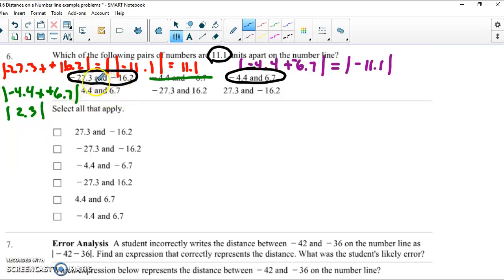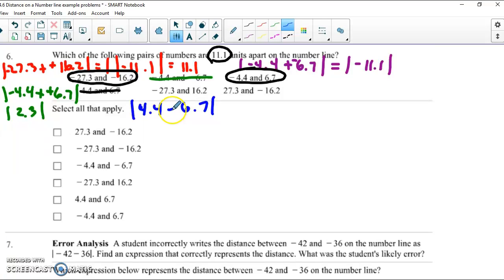Let's look at 4 4/10 and 6 7/10. As I picture these two numbers on the number line, I know that they're both positive, and 4 and 6 are only 2 units apart. So these are going to be pretty close to each other. So I'm going to say that these definitely are not a pair of numbers. But if I want to prove it, I could show you that the absolute value of the difference between these two numbers does not come out to 11 1/10.